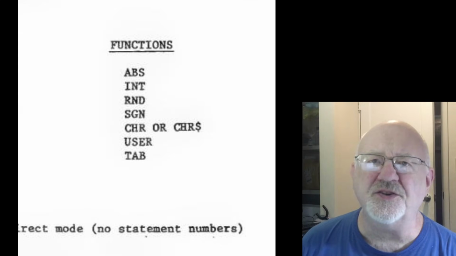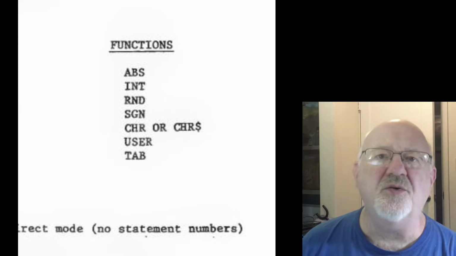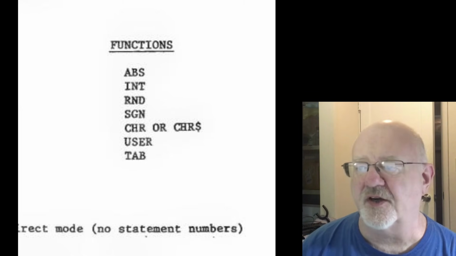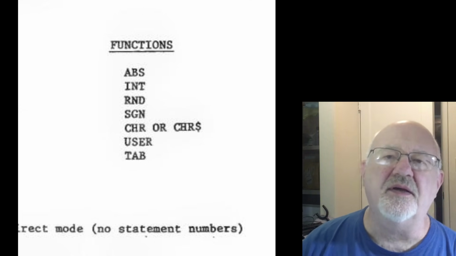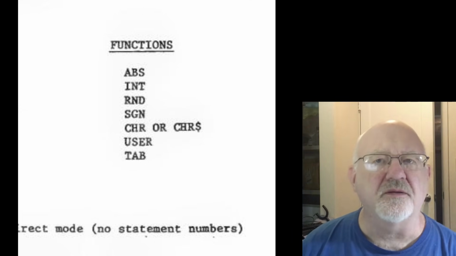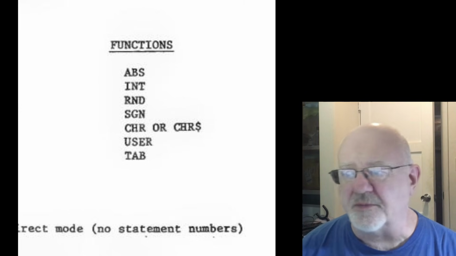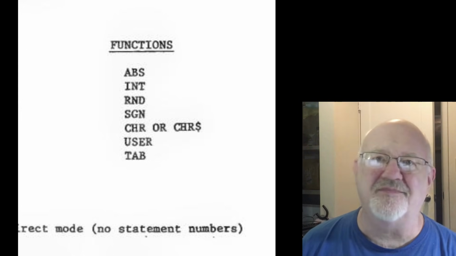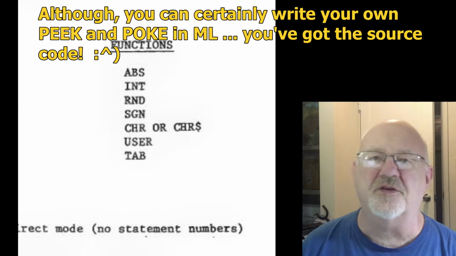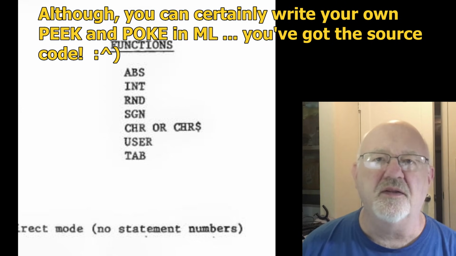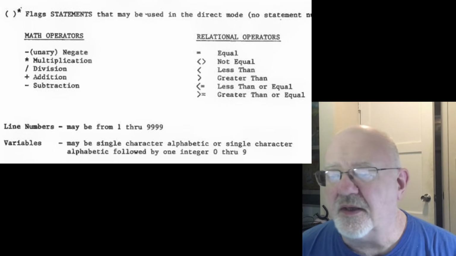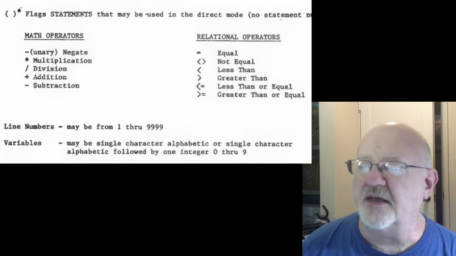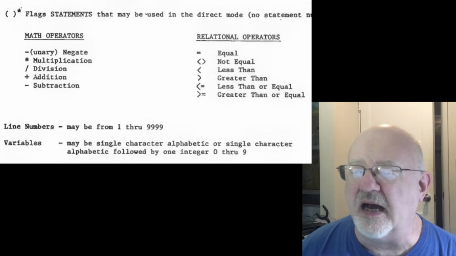As far as the functions go, well, you've got what most tiny BASICs have. The real addition here is the character string function. So you can output a character by its given ASCII number. There's tab. There's user, and as I said, it's not all that useful because it's difficult to pass information to and from the ML subroutine. And you've got your usual math operators, your relational operators. Line numbers can be from 1 to 99.